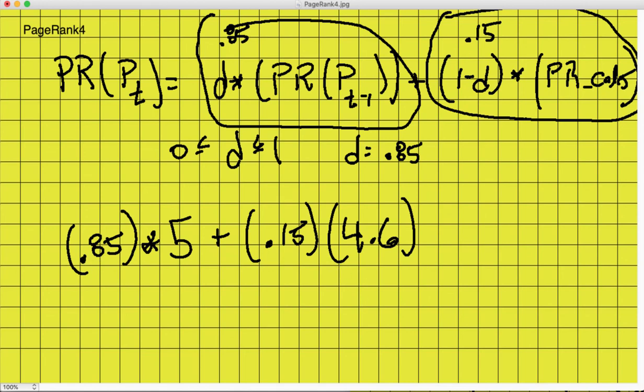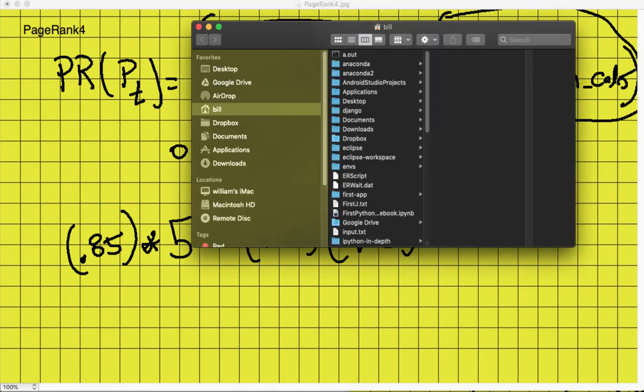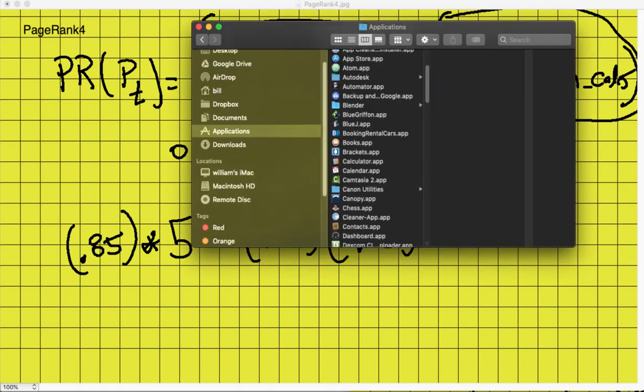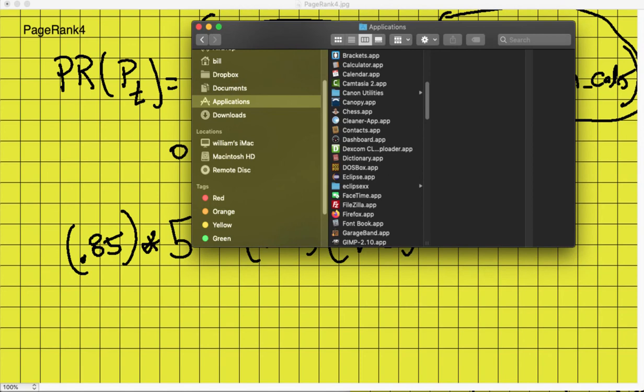I can't believe this, but I'm looking for my calculator. I know I've got one here someplace. Calculator.